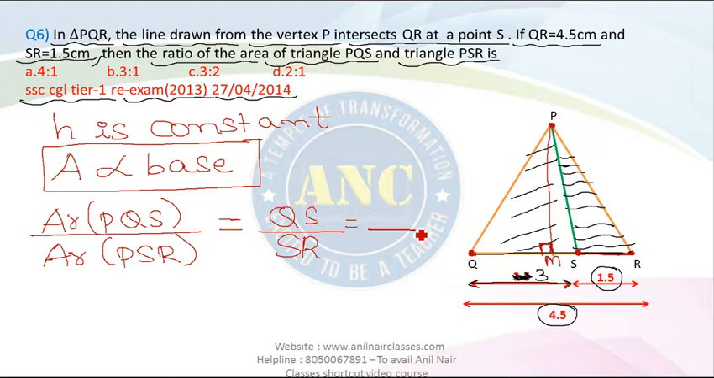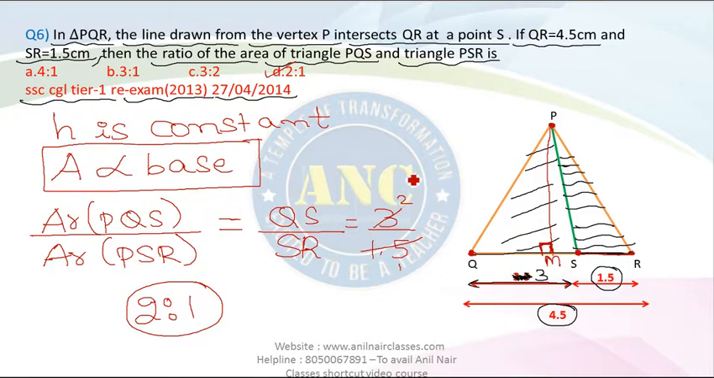QS value is 3, SR value is 1.5. 1.5 into 1, 1.5 into 2. The answer for this beautiful understanding of the question is 2:1, which is nothing but option D. Is there any difficulty in this question, sir? I definitely feel that you should not have any difficulty.